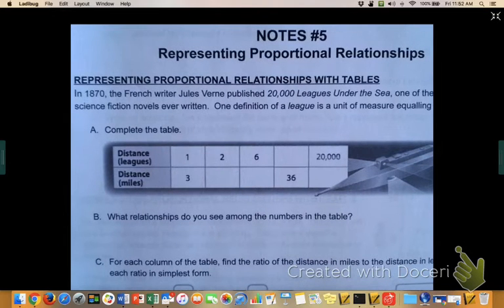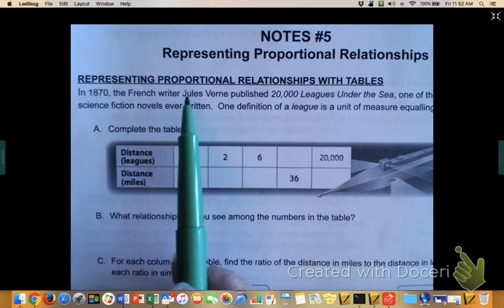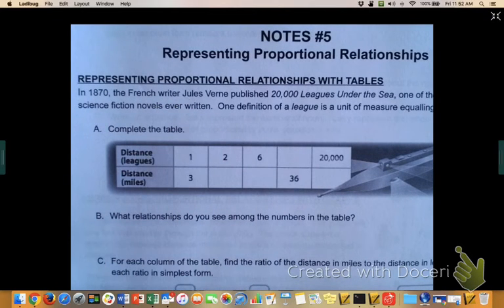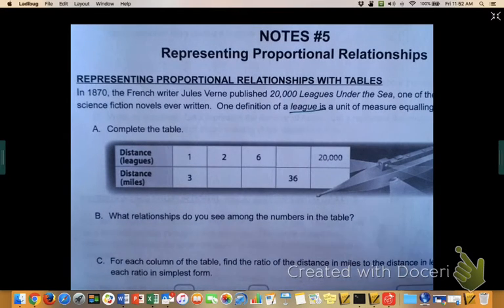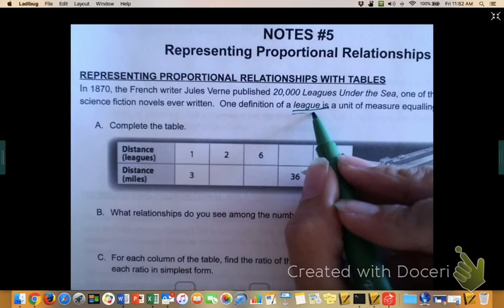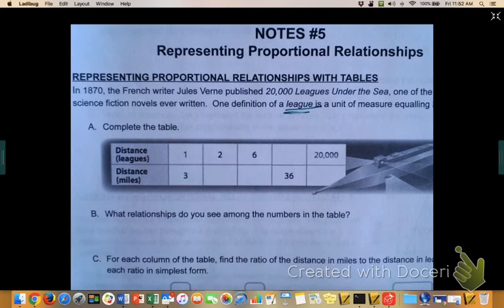For this one, we're representing proportional relationships. So let's take a look at what this little sentence says. In 1870, the French writer Jules Verne published 20,000 Leagues Under the Sea, one of the most popular science fiction novels ever written. One definition of a league is a unit of measure equaling 3 miles. I think that's interesting. I didn't really realize that a league was an actual unit of measure anyway. So here's what it equals.